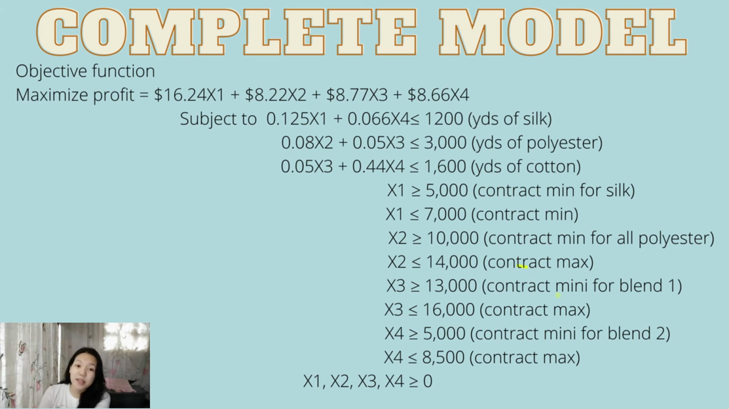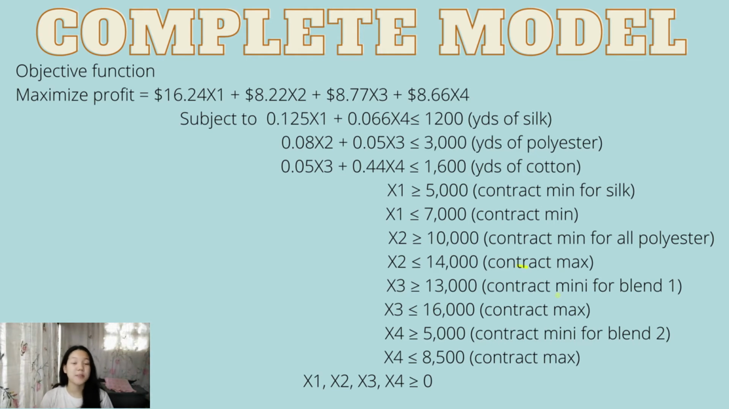So, it represents or it is equal to the sum of the profit per tie multiplied by the corresponding different variables stated kanina, yung x sub 1, x sub 2, x sub 3 to x sub 4. So, may mga representations din sila, which are the number of polyester ties, number of silk, number of cotton ties, blends, ganon, the x sub 1 to x sub 4.